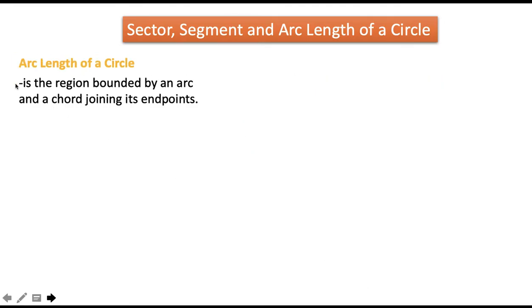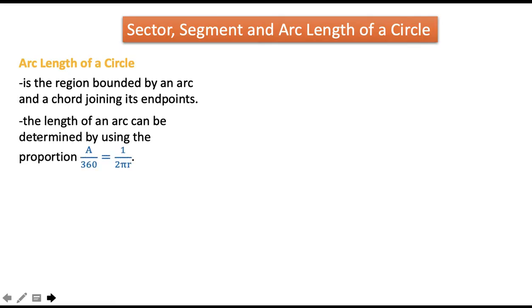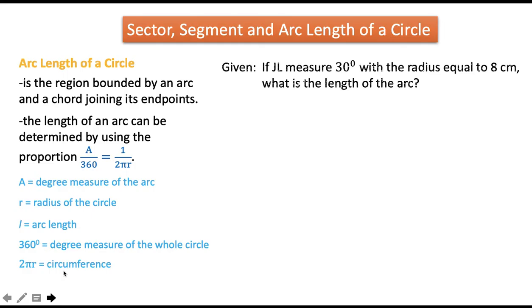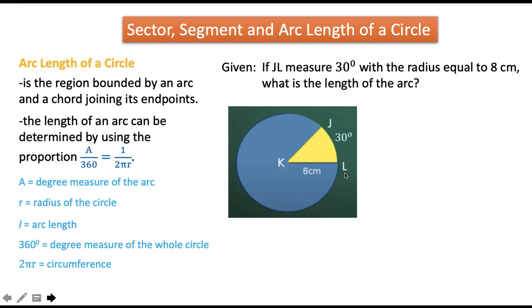Lastly, the arc length of a circle is the length of the portion of the circle bounded by an arc's endpoints. The length of an arc can be determined by using the proportion A over 360 is equal to L over 2 pi r, wherein A represents the degree measure of the arc, r is the radius, L is the arc length, 360 degrees is the measure of the whole circle, and 2 pi r is the circumference of the circle. So let us take this given example. If JL measures 30 degrees as the measure of the arc, and the radius is 8 centimeters, what is the arc length of this given arc JL?